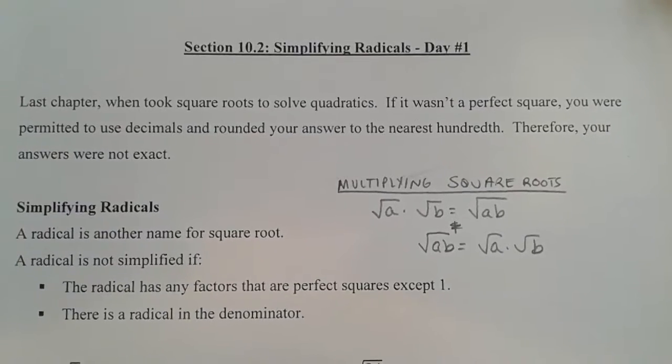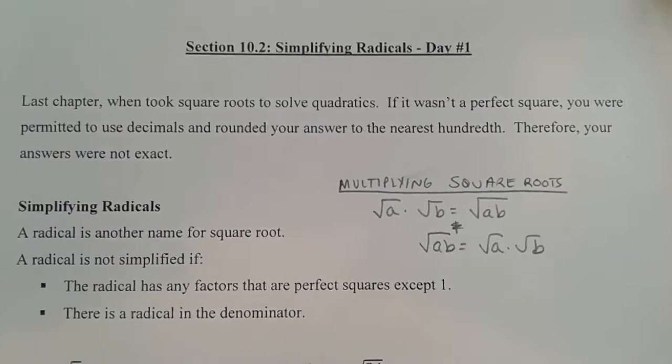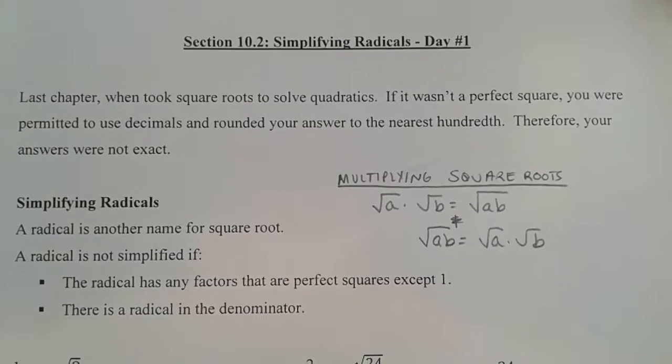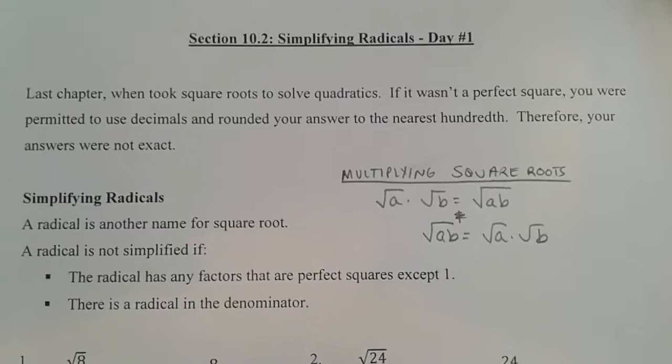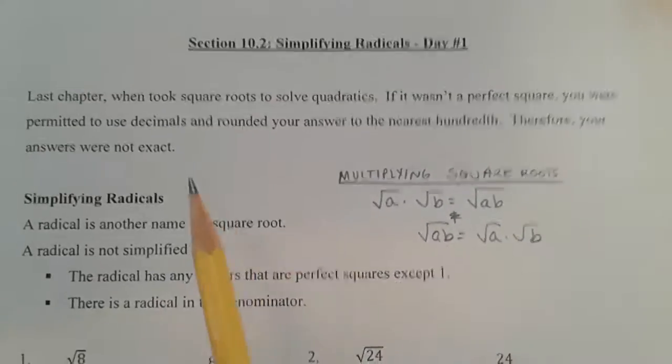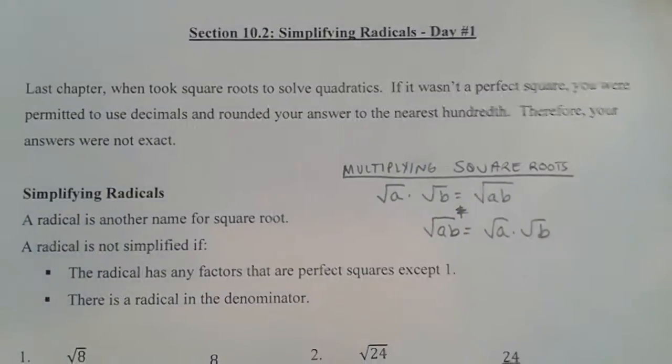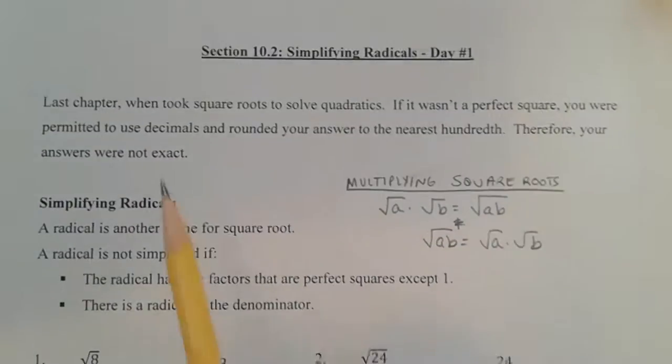So last chapter we took square roots to solve quadratics, when we solved by square roots or when we used the quadratic formula. If our answer wasn't a perfect square, we used decimals in our answers and we rounded them to the nearest hundredth or the nearest tenth. Therefore, our answers were not exact.